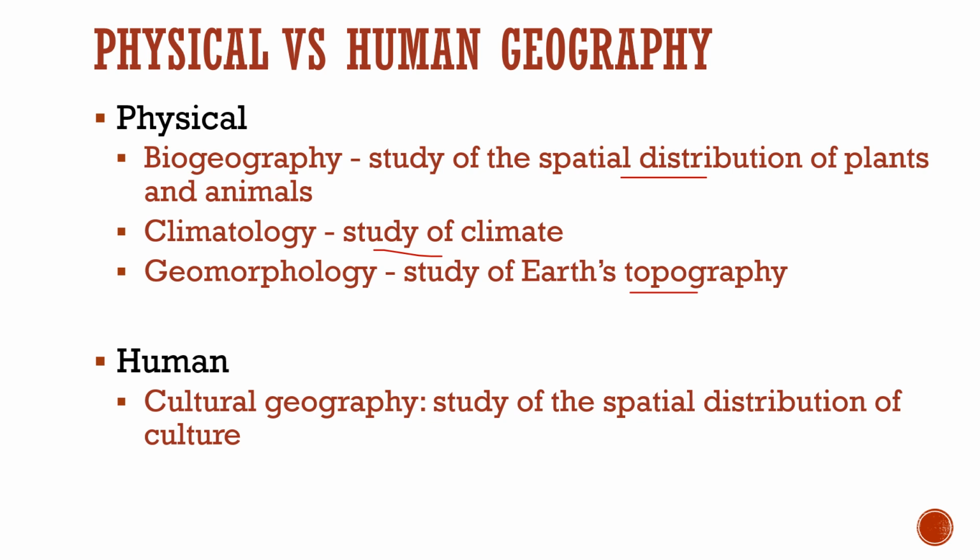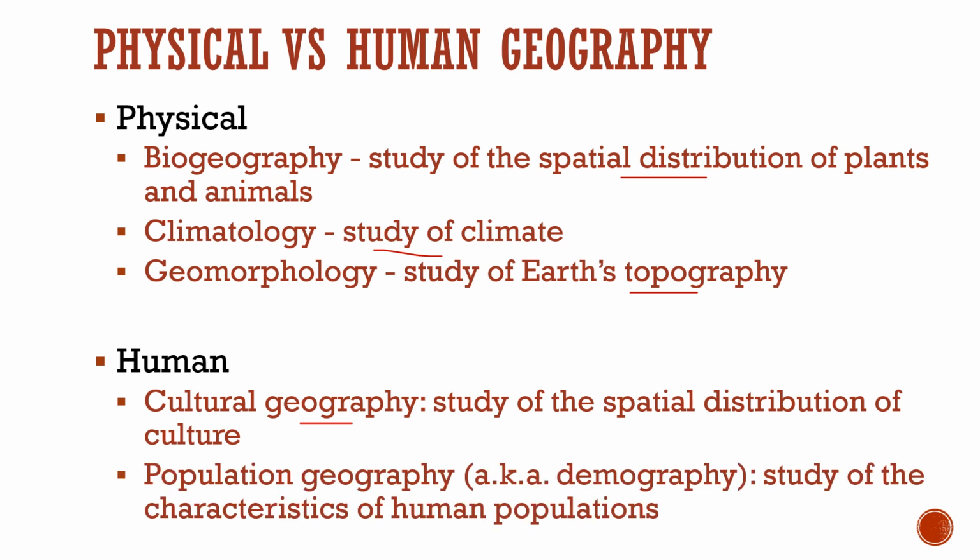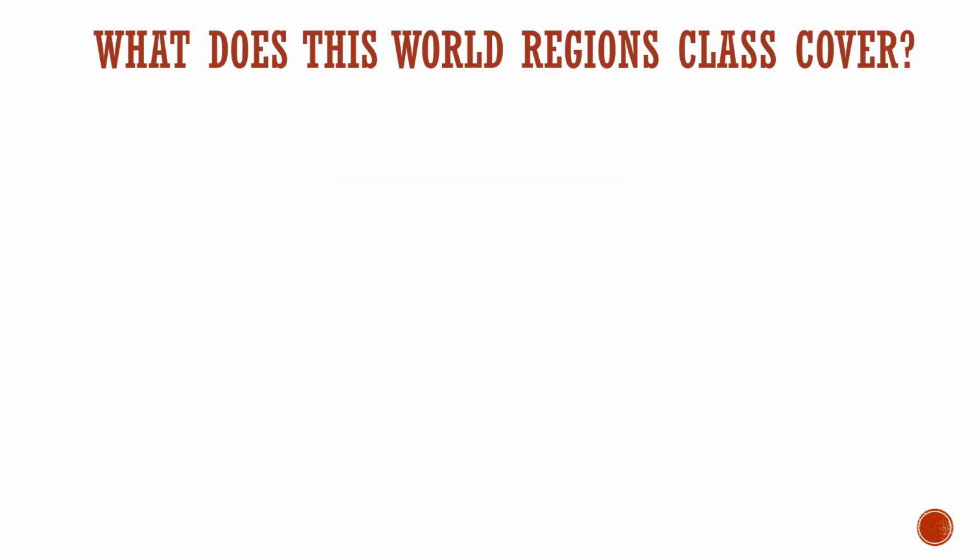Whereas human geography is looking more at the culture. So why are people where they're at? Not just where are they, but why? What's their culture like? And also the population geography or demography, which is where those populations are located within a region. We'll actually be covering both of these throughout the semester, not just one or the other, but we'll include all of these in our regions.